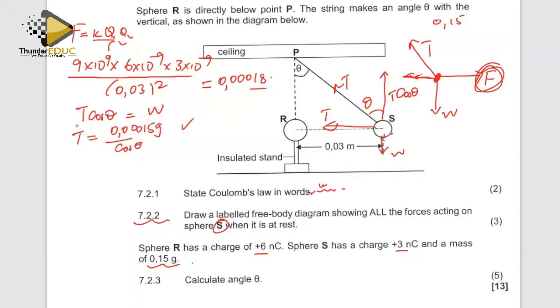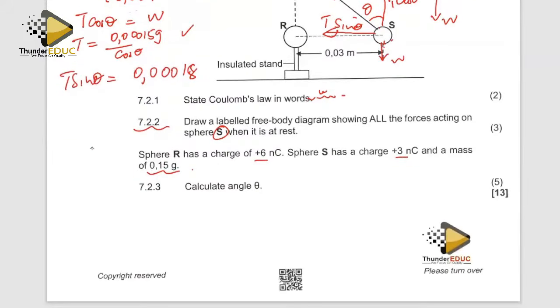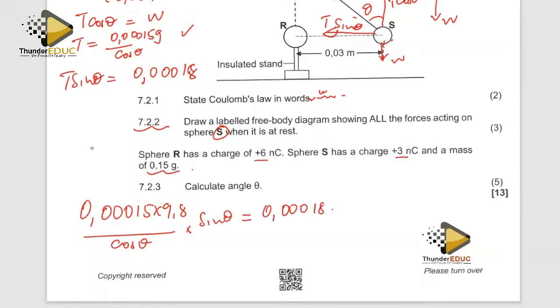Then I know that this force here will have a horizontal component, which is T sine of theta. So T sine of theta, I'll equate to the weight there, which is 0.00018. Where there is T, I can replace it with this whole thing. So I'm going to have 0.00015 multiplied by 9.8, over cos of theta, multiplied by the sine of theta, which should give me 0.00018. You can use simplified decimals or exponents, and then you're good to go.